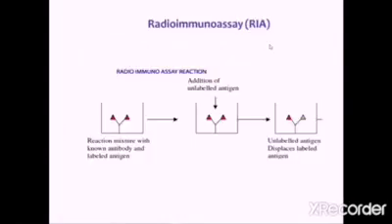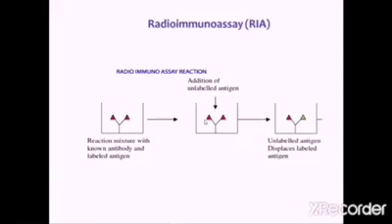Then is radioimmunoassay. This is mostly used for quantitation of antigens or haptens to assay hormones or drugs in serum. And as you can see over here, the first step is to add a fixed amount of radio-labeled antigen, which is then mixed with a known amount of antibody for that antigen, and they would bind to each other.